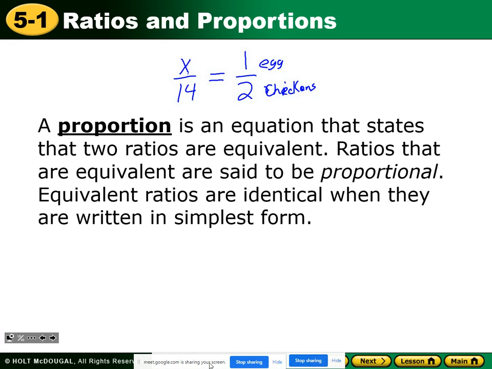Because for every 2 chickens, he gets 1 egg. When the number of chickens changes, the number of eggs changes. And the important thing to remember, if I'm talking about chickens on the bottom, what needs to be on the bottom over here? The number of chickens, right? If I'm talking about eggs on top, what needs to be on top? The number of eggs. And it works with conversions as well. And this is where I had great success with them.